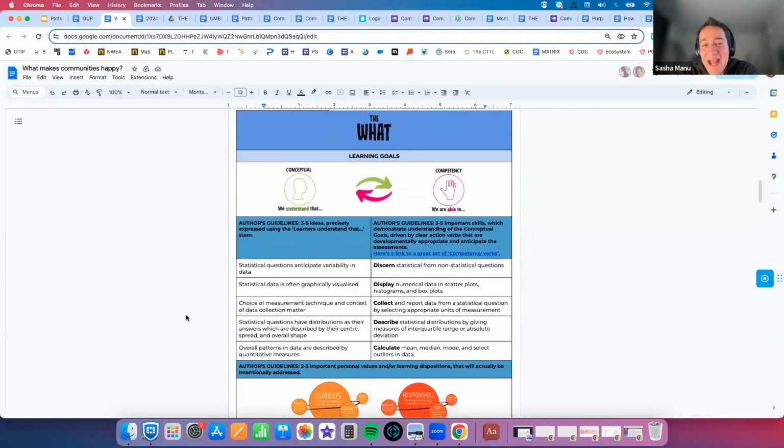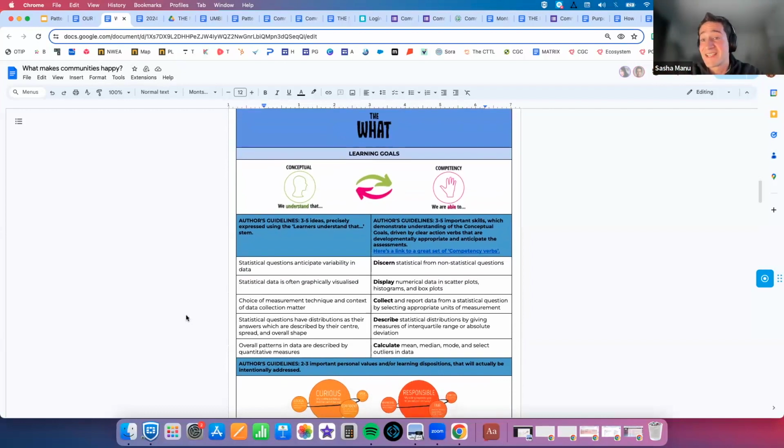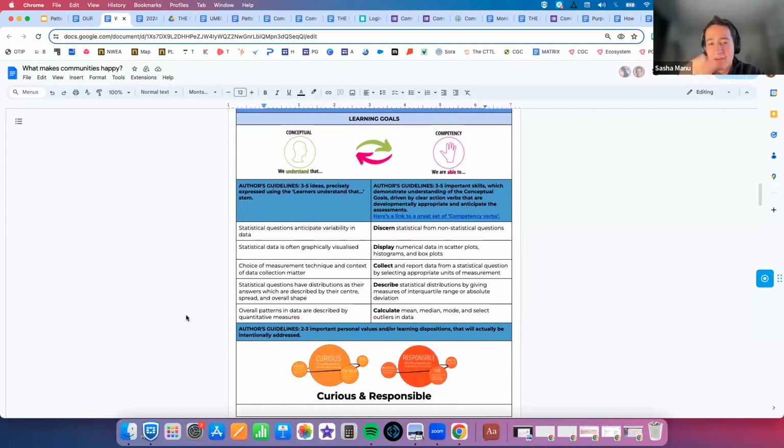Thank you, Jerry. And the what, so my school, the Pine Street School, we use the Common Core State Standards for mathematics. And so I've put those in the right column for the we are able to, the competency strands. And on the left column, we have conceptual strands. So for instance, we understand that, I'm looking at the first top left here, statistical questions anticipate variability in data. A student demonstrates that they understand this by being able to discern statistical from non-statistical questions. So a very nice one-to-one correspondence. If you've understood this transferable concept, then you're able to do this.